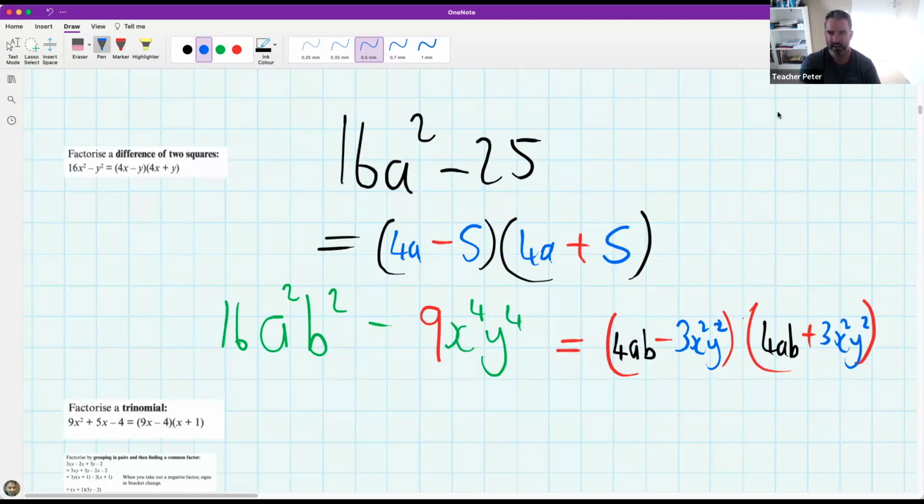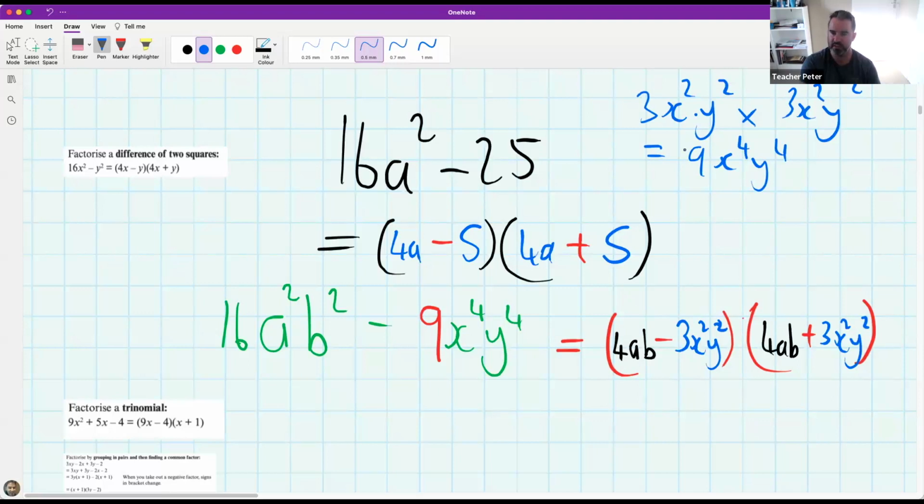Now, why, Mr. S, is that happening? Well, let me show you. If I have 3x squared y squared times another 3x squared y squared, I will get 9x to the 4, y to the 4. So that's why when I want the square root of this, I get 3x squared y squared, in case that's confusing you.